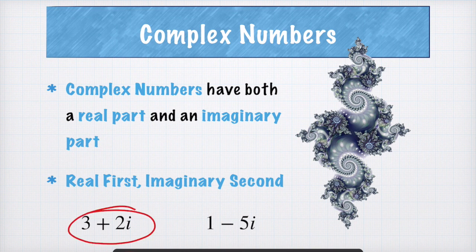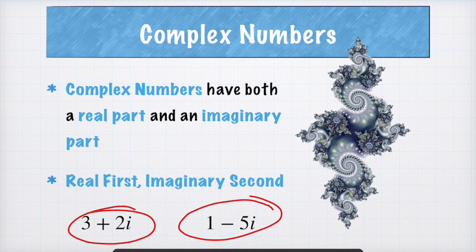You have to have both. There is no way that you can combine them. You have 3 grapes plus 2 oranges. Those are never going to work combining. So you have 3 plus 2i. That is your number. That's your entire number. Here's another entire number. We have 1 minus 5i.